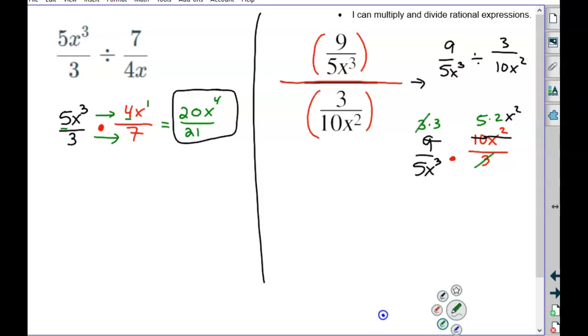So I've got a 3 on top and on bottom. I've got a 5 on top and on bottom. And I have an x squared. So the x squared is going to reduce out and leave just an x on the bottom. So what's left over then is 3 times 2 up top, which is 6, and then an x on the bottom.